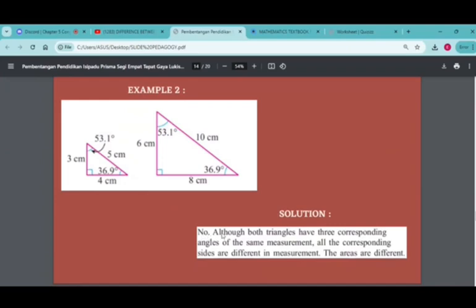Can you explain the sentence? The areas are different, Miss, because the lengths are different. Both triangles have three corresponding angles of the same measurement, which means the angles are the same. Overall, the size is different because the lengths are not the same. So the conclusion is they are not congruent. Okay, thank you, Nick.